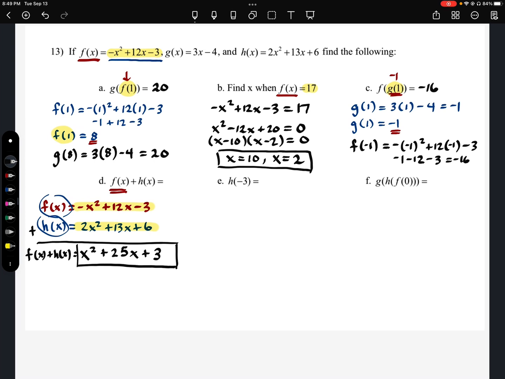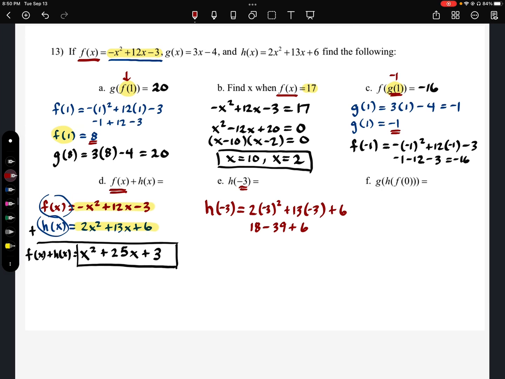All right, letter E, we have h of negative 3. So we're going to take negative 3 and substitute it in as our input into our function h. So h of negative 3 is going to equal 2 times negative 3 squared plus 13 times negative 3 plus 6. And just take your time simplifying it down. Negative 3 squared is 9 times 2 is 18. 3 times 13 is 39, and since one of them is negative, it would be minus 39. And then we have a plus 6.